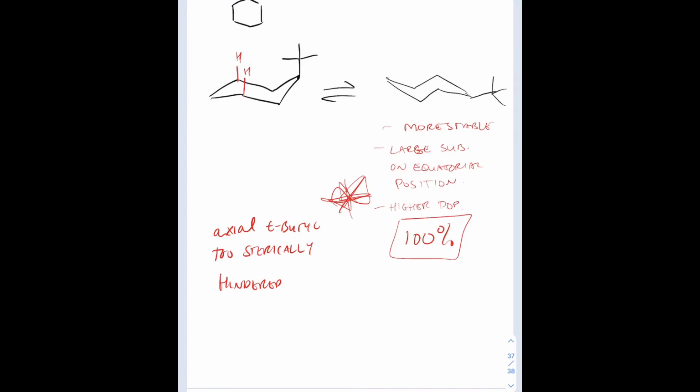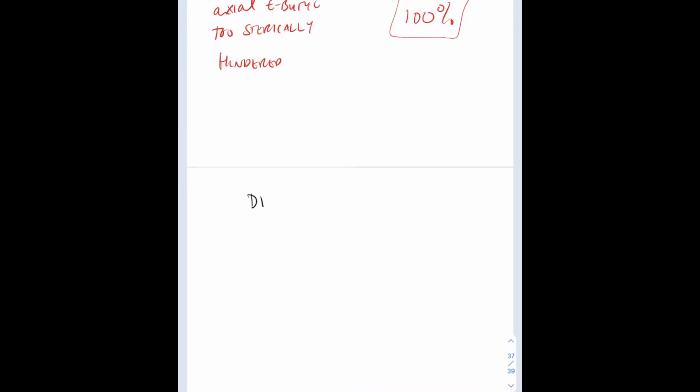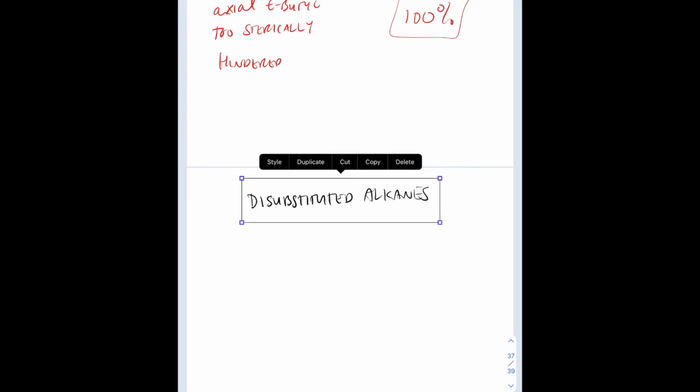Okay, so let's move on to the di-substituted alkanes. Now remember, we just went over mono-substituted alkanes, which is when you have one substituent. Di-substituted literally just means that you have two substituents. So for example, let's say we added a methyl to either side of that cyclohexane ring.